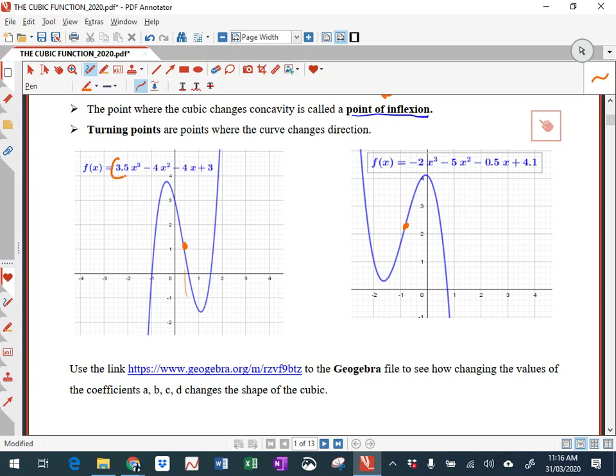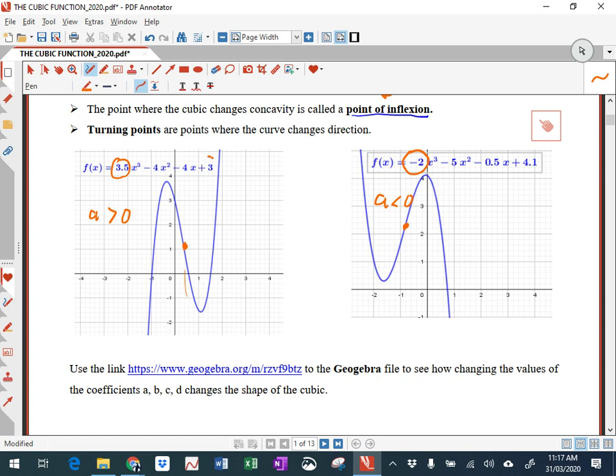My coefficient of x cubed is positive, okay? A is greater than 0. Over here, have a look. Coefficient of x cubed is negative. A is less than 0, okay? So concave down to concave up, you have a positive coefficient of x cubed, and concave up to concave down, you have a negative coefficient of x cubed, okay?